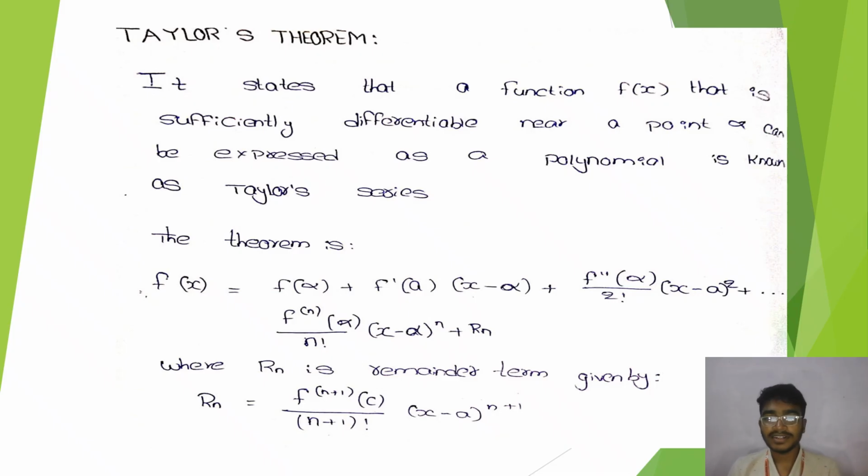Taylor's theorem states that a function f of x that is sufficiently differentiable near a point alpha can be expressed as a polynomial known as Taylor's series. f of x is equals to f of alpha plus f dash of alpha into (x minus alpha) plus f double dash of alpha by 2 factorial into (x minus alpha) whole square, and so on, plus f power n of alpha by n factorial (x minus alpha) power n plus Rn, where Rn is the remainder term given by Rn is f power n plus 1 of c by (n plus 1) factorial into (x minus alpha) whole power n plus 1.